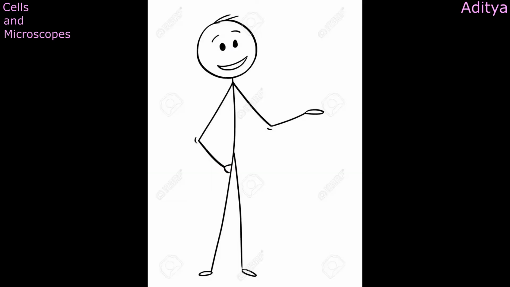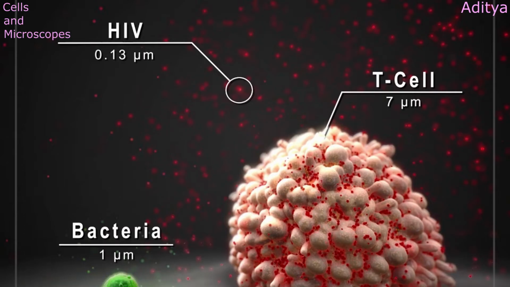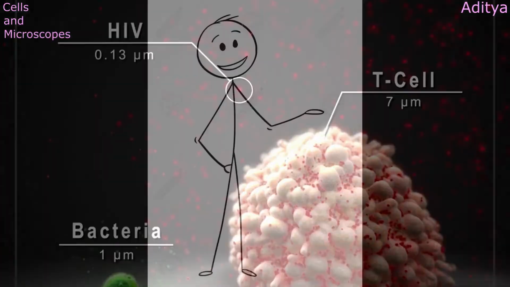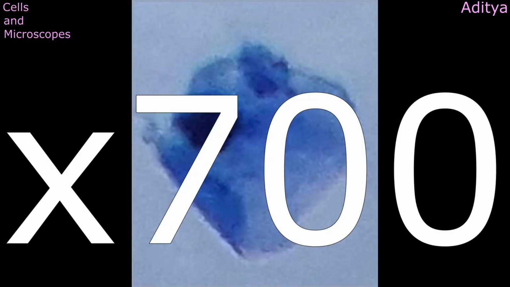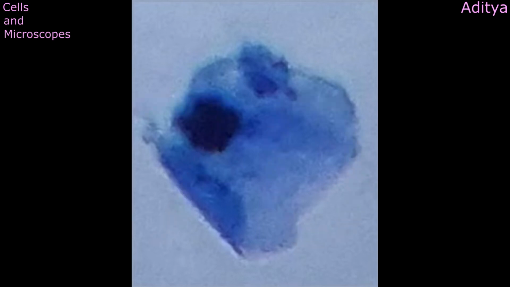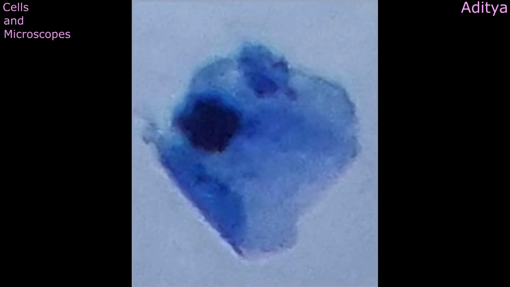And you may be wondering, how does it all fit in our body? The answer is that they are so very tiny that all of them can fit inside of our body. Let's look specifically at an animal cell. The photograph I'm showing you has a magnification of x700, which means that it is 700 times larger in this photo than it is in real life. Now you may understand how it fits in our body.